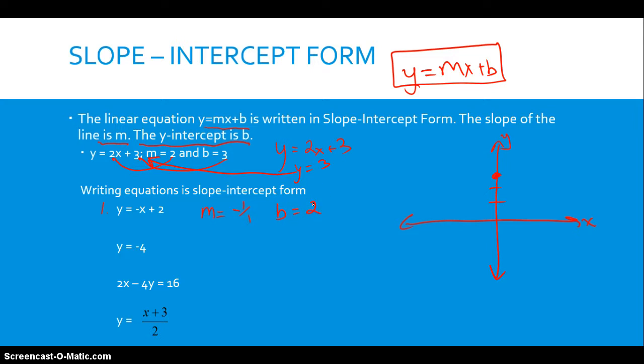We're not graphing them yet. We're just identifying our m and our b. So number 2, y equals -4. My m is 0, because we know that this is a horizontal line. And my b is -4. And number 3, y is not alone here.